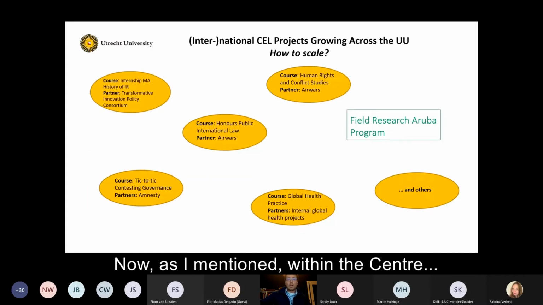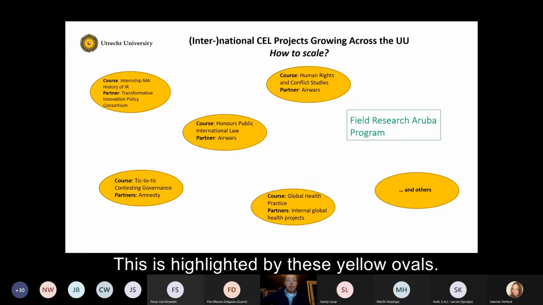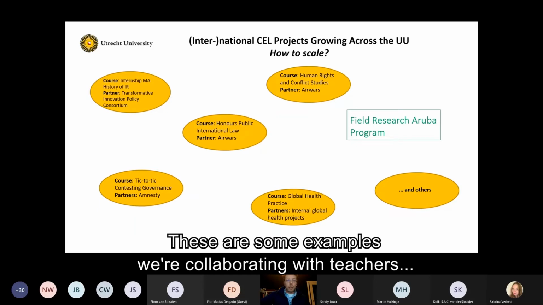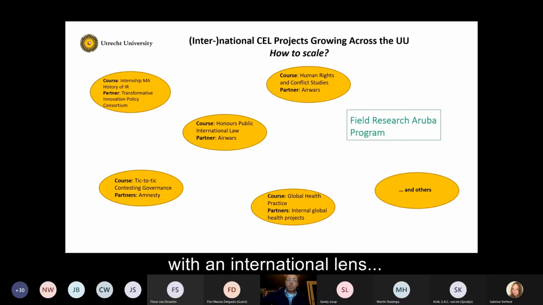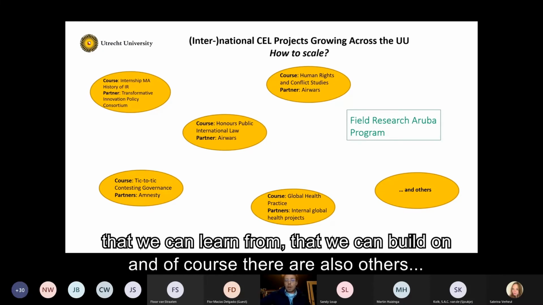Now, as I mentioned, this is highlighted by the yellow ovals. We're collaborating, these are some examples, with teachers on individual community engaged learning projects with an international lens that we can learn from, that we can build on, and of course there are also others.